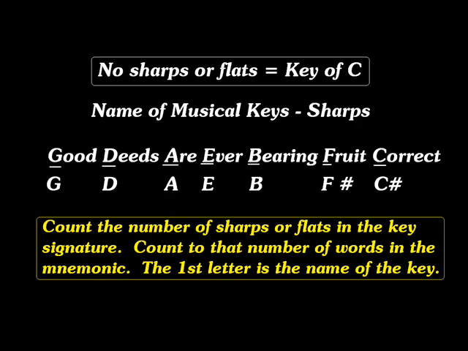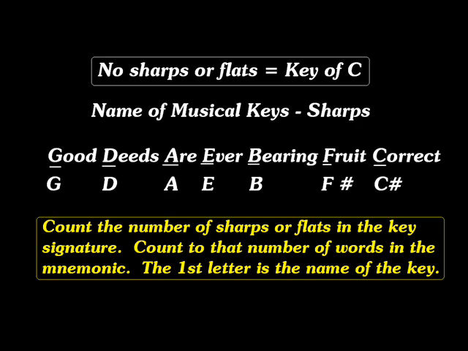If there are no sharps or flats between the clef sign and the time signature, the piece is in the key of C major. If the key signature contains sharps, you can use this mnemonic to determine the name of the key. Count the number of sharps in the key signature.